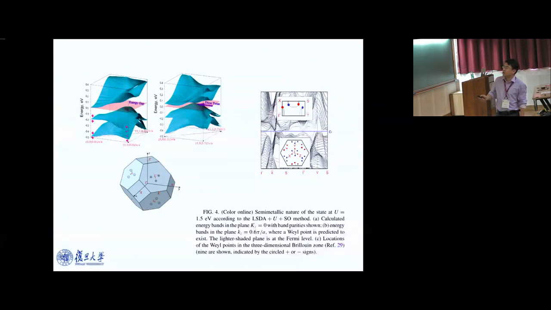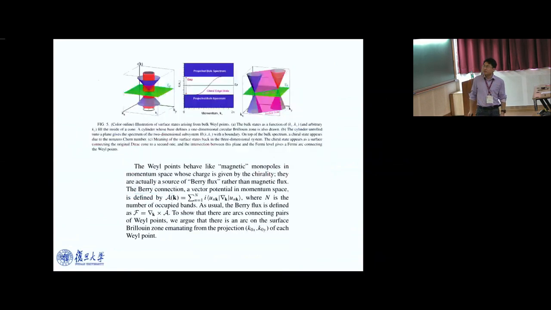I forgot to mention, but red and blue mean these Y nodes have different chirality. One is +1, the other is -1. The meaning of chirality is associated with some kind of Chern number, which I will explain now. So why is there a non-trivial surface-bulk correspondence? Why is there a non-trivial Fermi arc connecting the projections of Y nodes with different chirality?